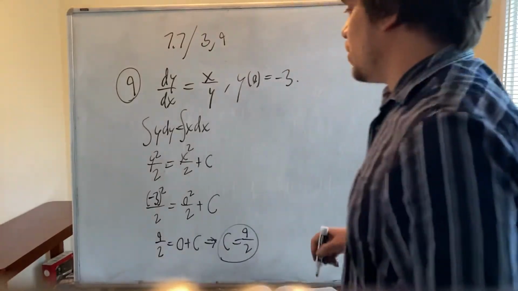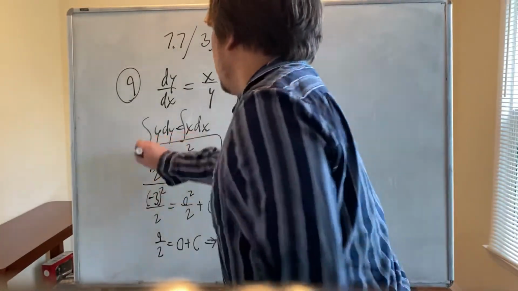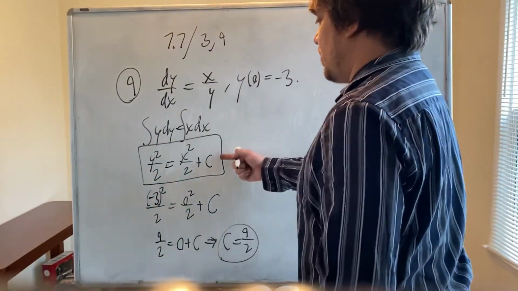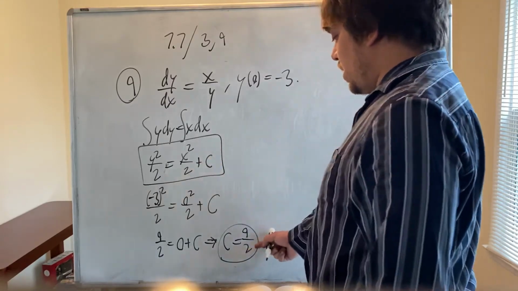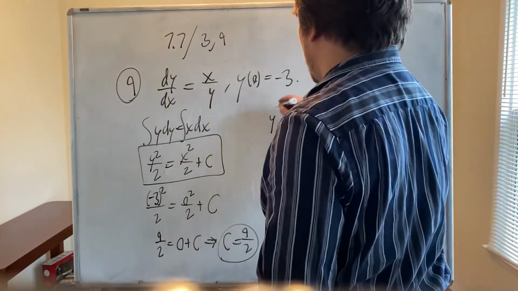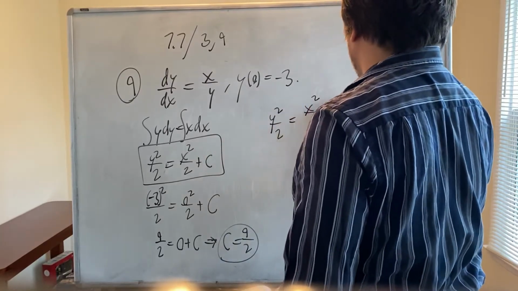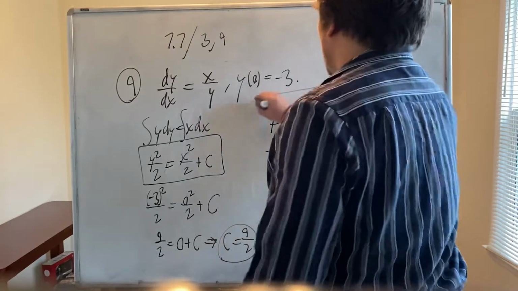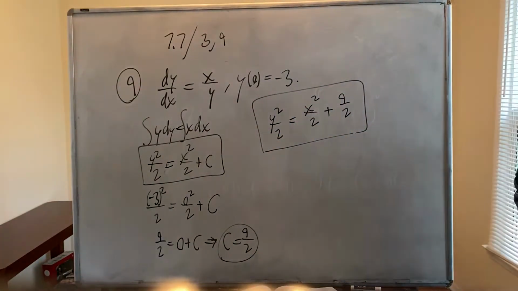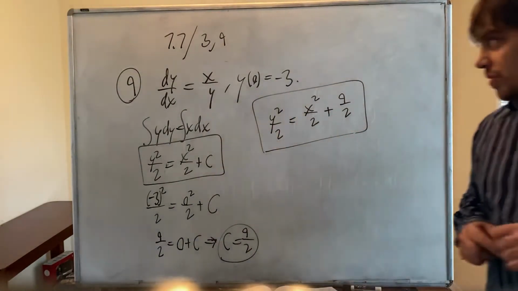And so the solution to the initial value problem is that you have this general solution, and you use c equals 9 halves. So you get y squared over 2 is equal to x squared over 2 plus 9 halves. That is the solution to this initial value problem, number 9.